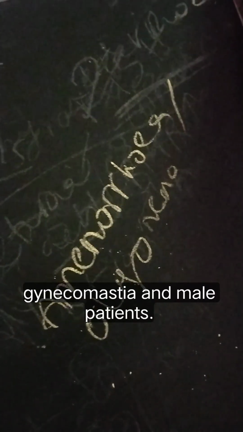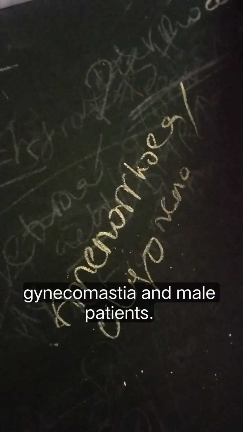Female patients, amenorrhea or oligomenorrhea. Menstrual disturbances will be there. Infertility may be seen, and gynecomastia in male patients. Loss of libido, impotence, urinary frequency, and nocturia.